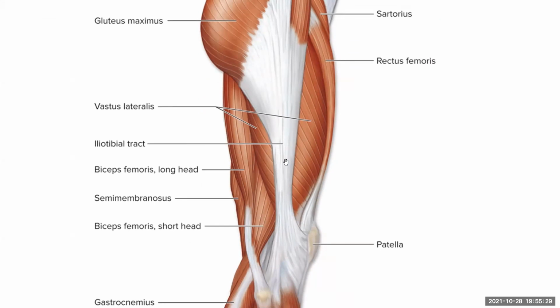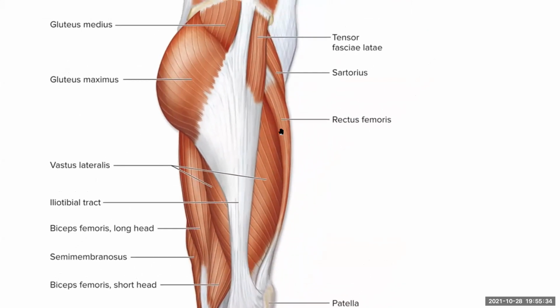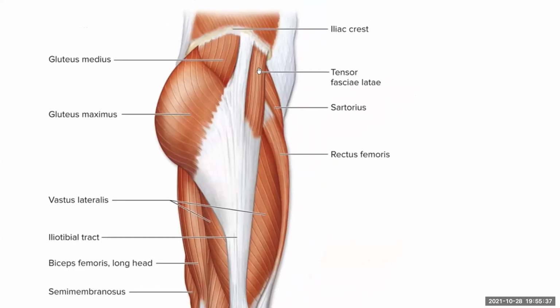Here's that iliotibial tract. And then we haven't talked about the quadriceps muscles yet, but we'll talk about those here in a moment. There's tensor fascia latae.